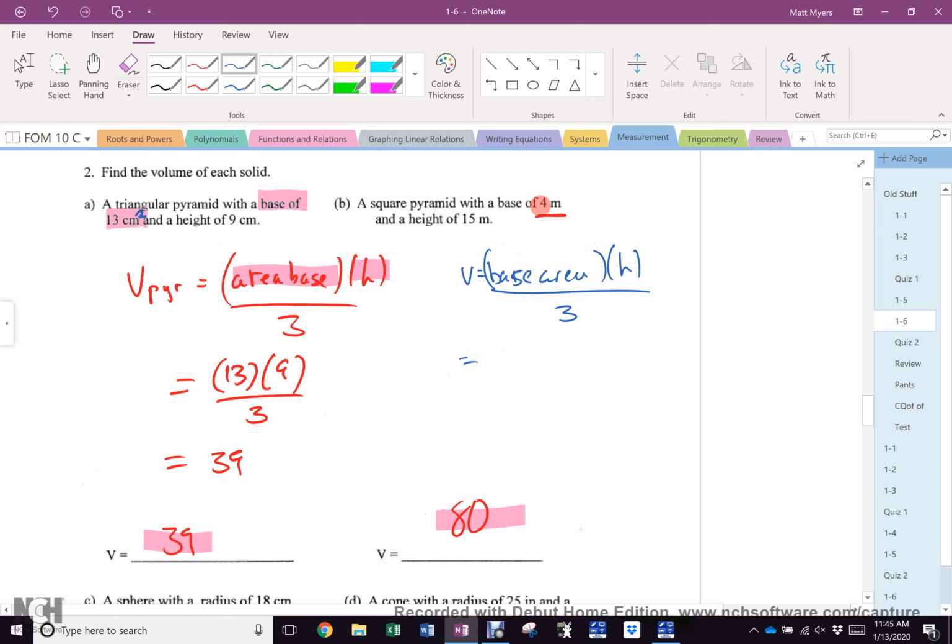So the base area, it's a base of 4. Well, if it's a square pyramid, that means the base is 4 squared, right? Times the height, 15, and then divided by 3. 16 times 15 divided by 3 is 80. All right.